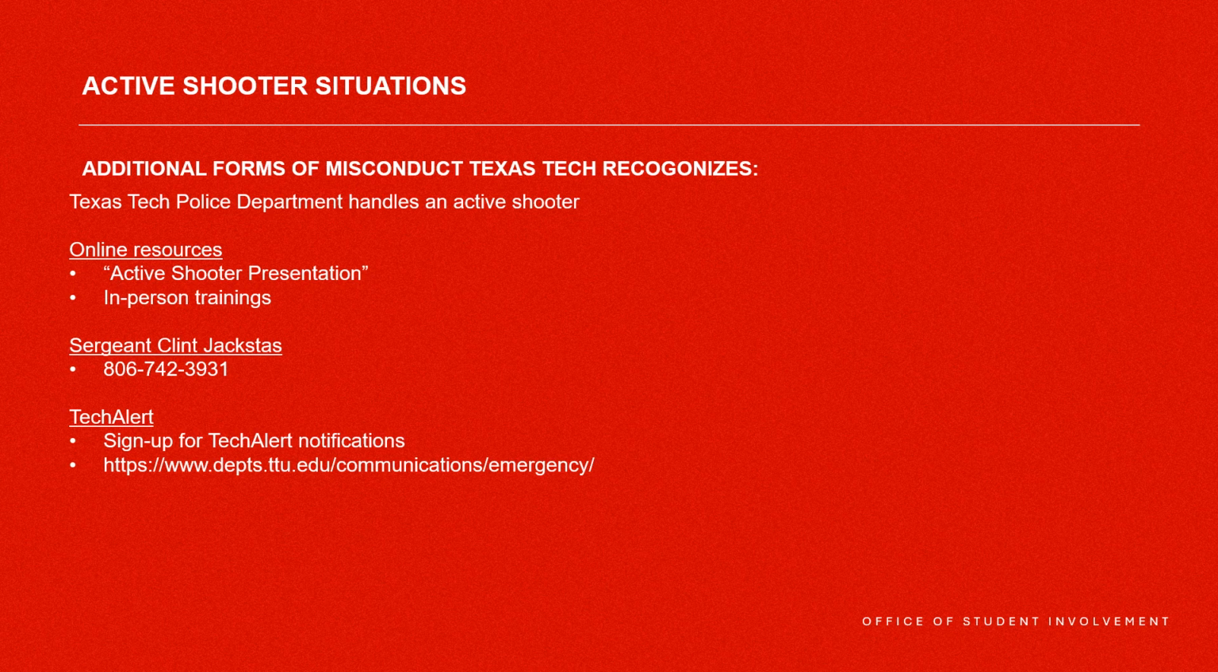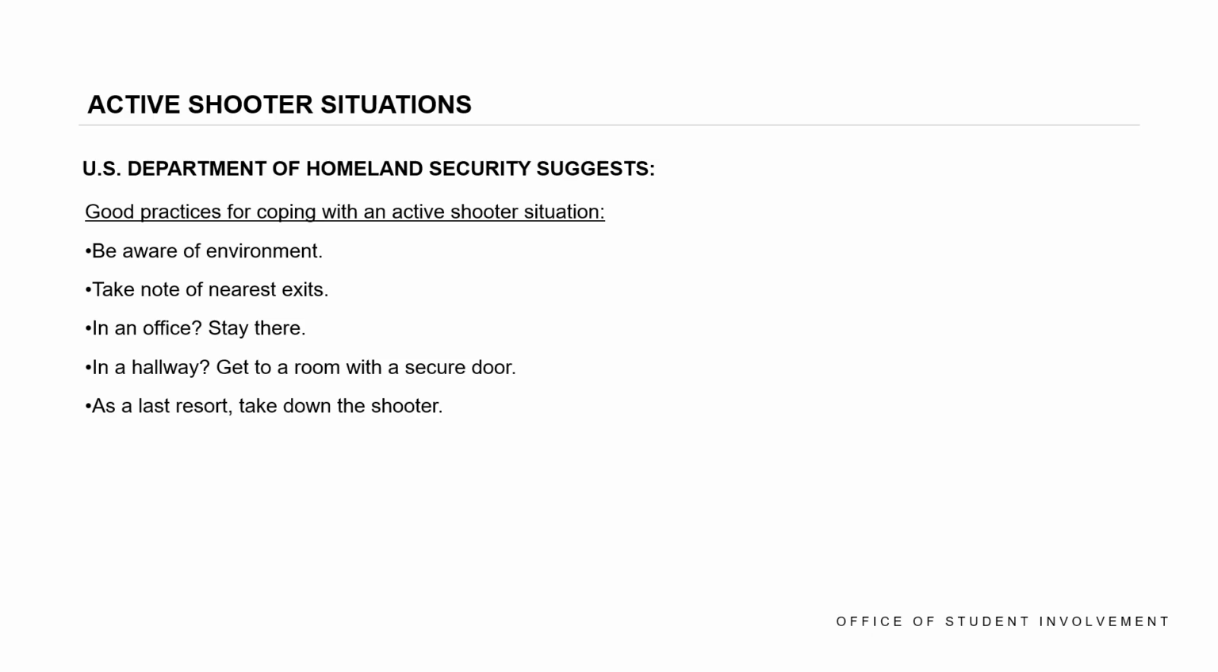Regarding now an active shooter situation here on Texas Tech campus. The Center for Campus Life encourages student organizations to utilize resources provided by the Texas Tech University Police Department. TTUPD offers a recorded active shooter presentation on their website. TTUPD also offers in-person active shooter training. If you feel that your organization's members can benefit from a live active shooter training, you simply just need to reach out to TTUPD's Sergeant Clint Jackstas. Regarding an active shooter situation.